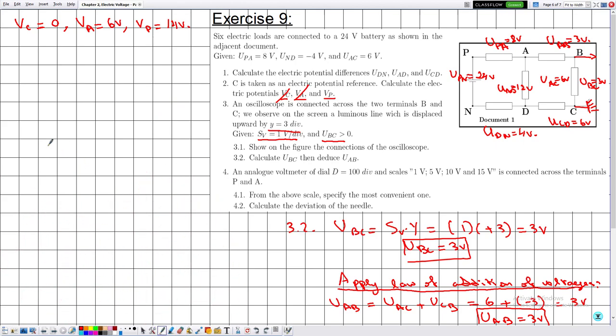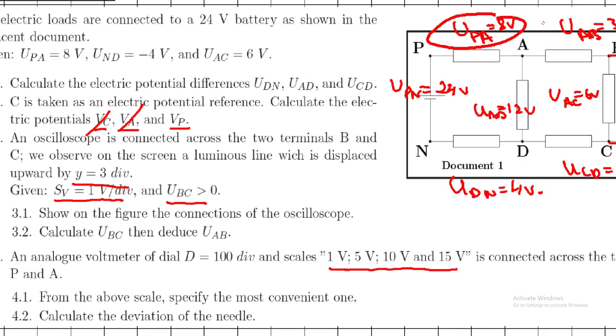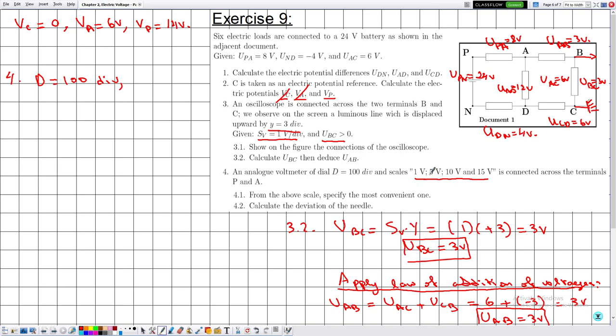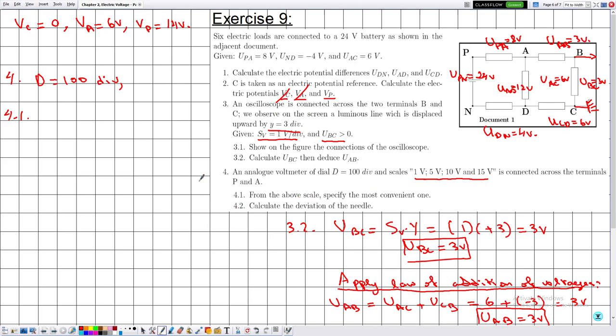Now in the last part of this exercise, part 4, they are telling me an analog voltmeter of D capital D equal to 100 divisions, and scales given by 1, 5, 10, and 15 volts, is connected across the terminals P and A. So here we are using this analog voltmeter in order to determine the voltage UPA with the following options for the scales. Then in 4.1, they are telling me from the above scales specify the most convenient, and by specify it means that we need to state the justification. Let's start by writing the definition of what is meant by the most convenient scale.